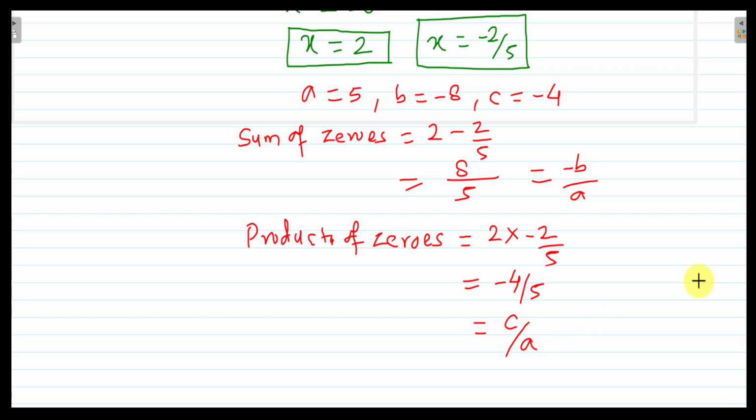So friends, here we have solved the first 5 questions from exercise 2A of R S Agrawal. In the next episode, we will see the questions from 6 to 10.